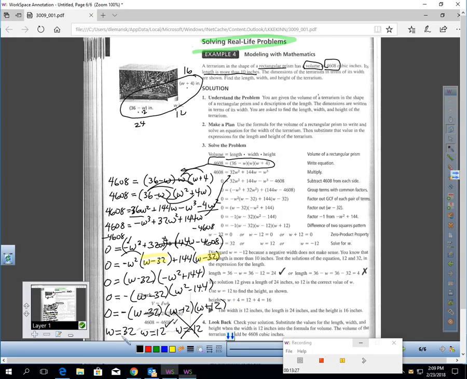Let's see if 32 works. If I put a 32 in here, I'd have 4. Let me do this in blue pen so it shows up better. I could have 4 inches here, 32 here, and 36 here. Let's see if 4 times 32 times 36 is working, and it does. So I get 2 solutions, 32 and 12. I'm going to stop the video here. If you have questions, make sure you ask in class.